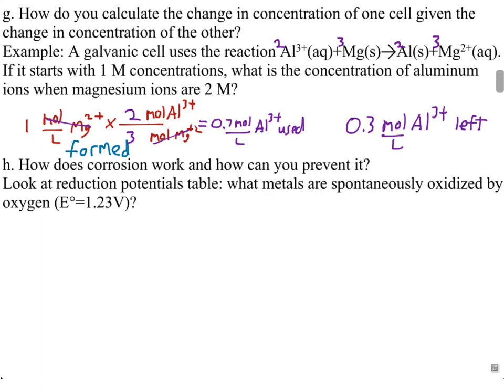Our next objective is really interesting. How does corrosion work and how can you prevent it? Corrosion is another name for a redox reaction. It's most commonly called rust because we have so much iron things around. So go ahead and look at the reduction potentials table at the back of your periodic table and figure out what metals will be spontaneously oxidized by oxygen while you pause the video.